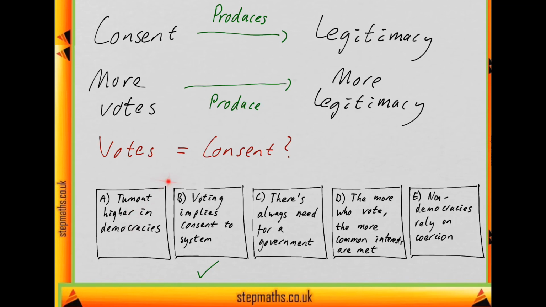We can also rule out A, C, D, and E very quickly. A says turnout is higher in democracies. Well, firstly, you can't really have turnout in non-democracies, so this doesn't make sense to assume. And secondly, the writer isn't comparing democracies and non-democracies.